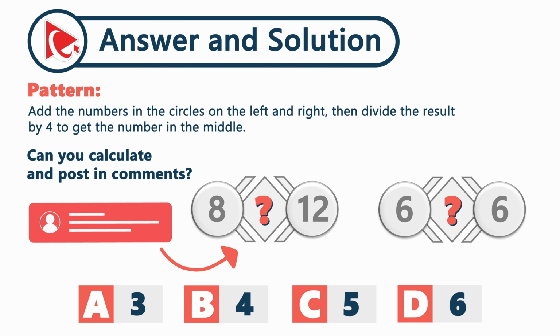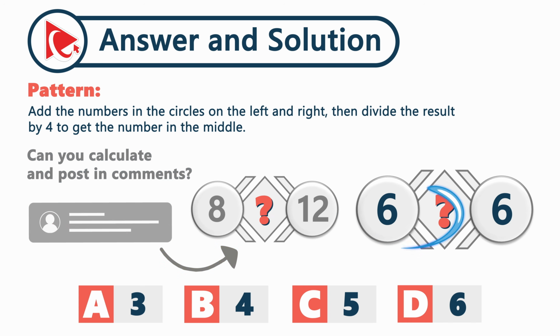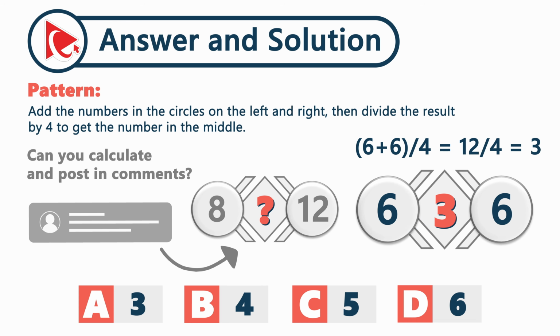What would be the number in the middle? But now it's truly the time to calculate the magic number. 6 plus 6 divided by 4 equals 12 divided by 4 and equals 3. So the correct answer here is choice A, 3.